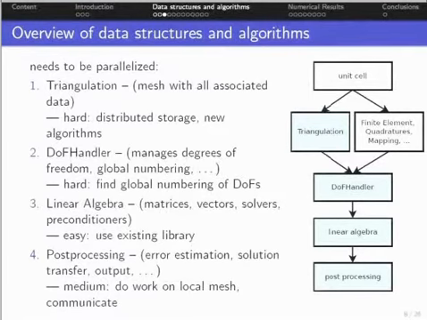Number 3 would be the linear algebra. That's pretty easy to do. You use an existing library like Trilinos or PETSc. We have both interfaces in deal.II, and you just use these objects, and everything else happens, preconditioners and everything. I mean, there's no perfect preconditioner, but you cannot be better than these libraries that exist for tens of years with hundreds of man years of work in there.